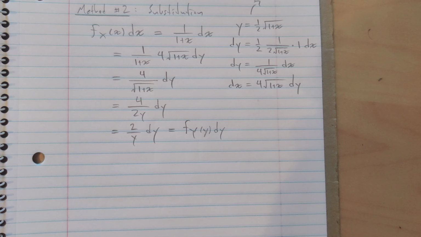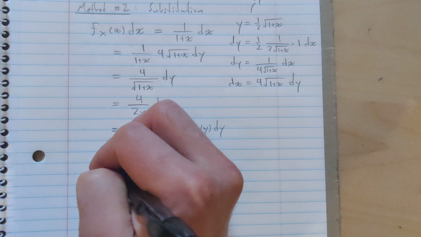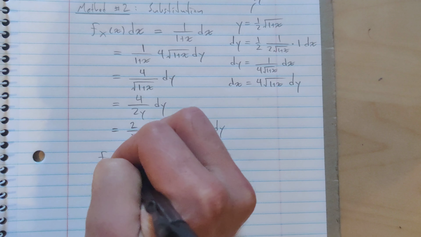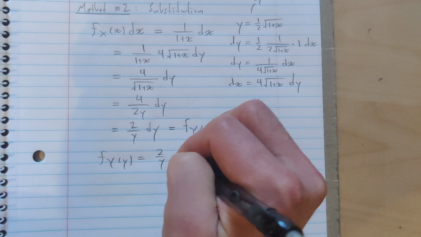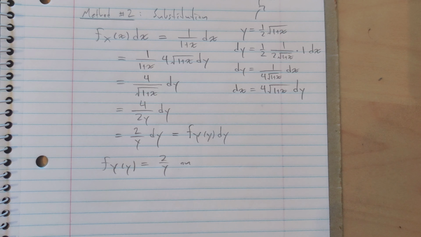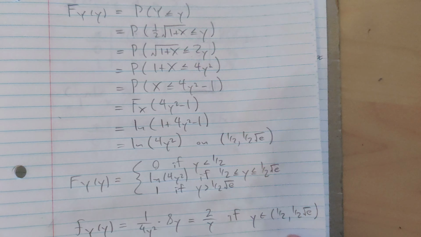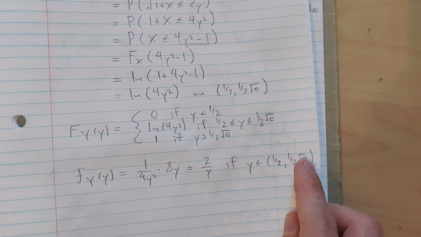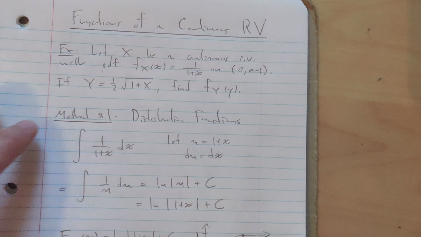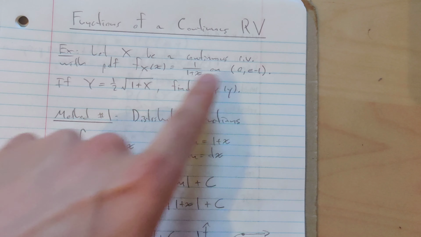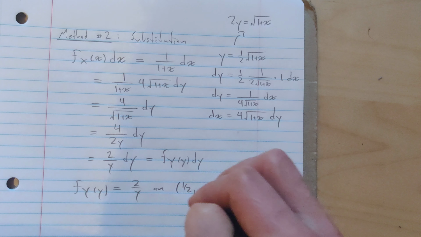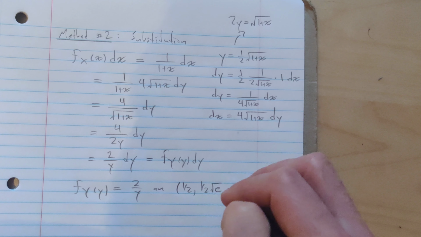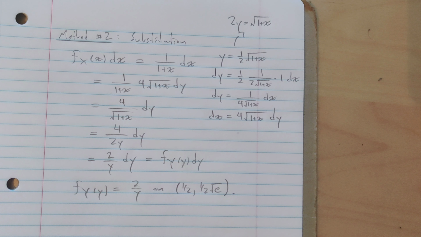Okay, great. So let's just finish up by writing it out. fy of little y is equal to 2 over y on the interval. We just went through this. We did this before. 1/2 to 1/2 root e, which I got by plugging 0 in here and e minus 1 in here. 1/2 root e. Perfect.